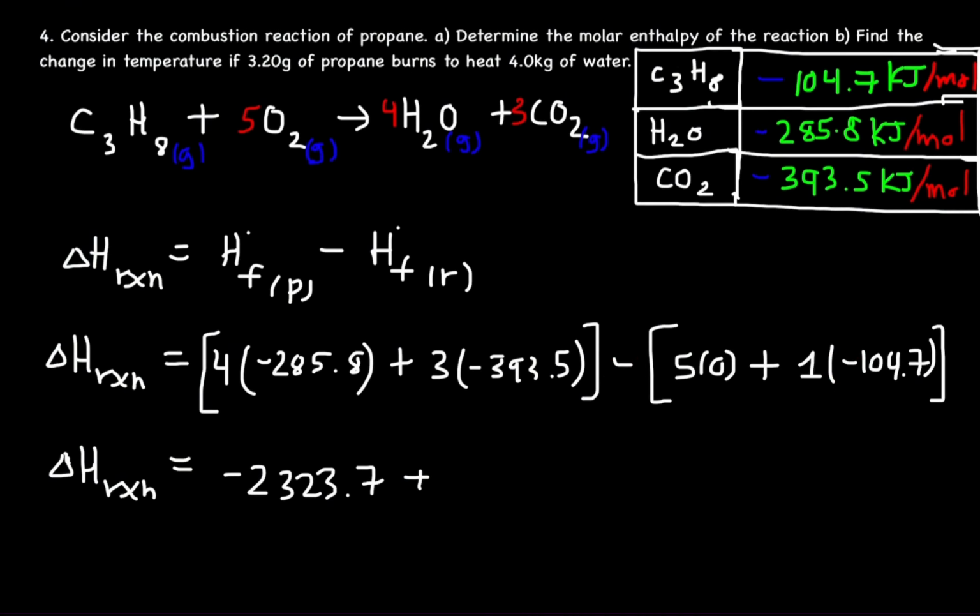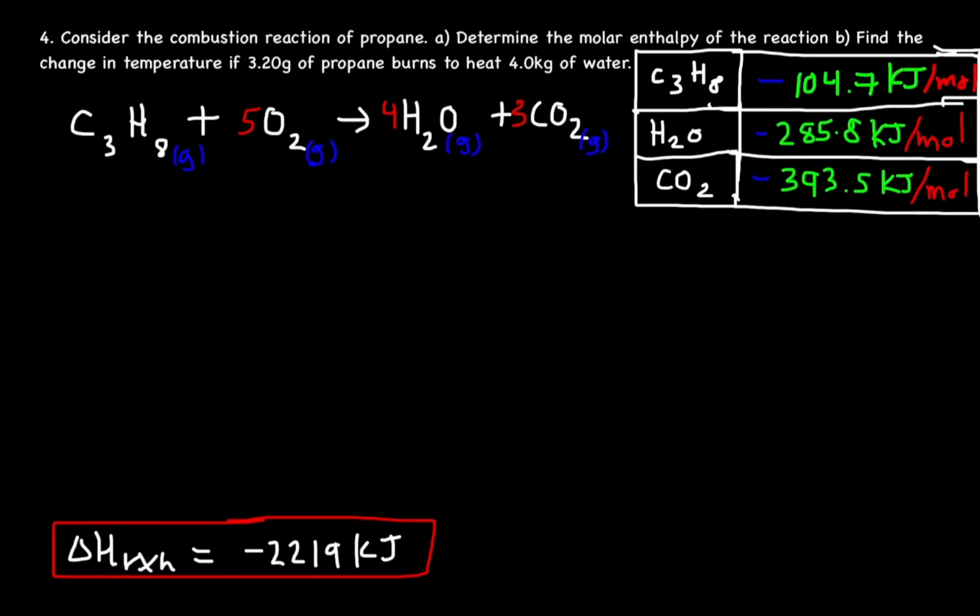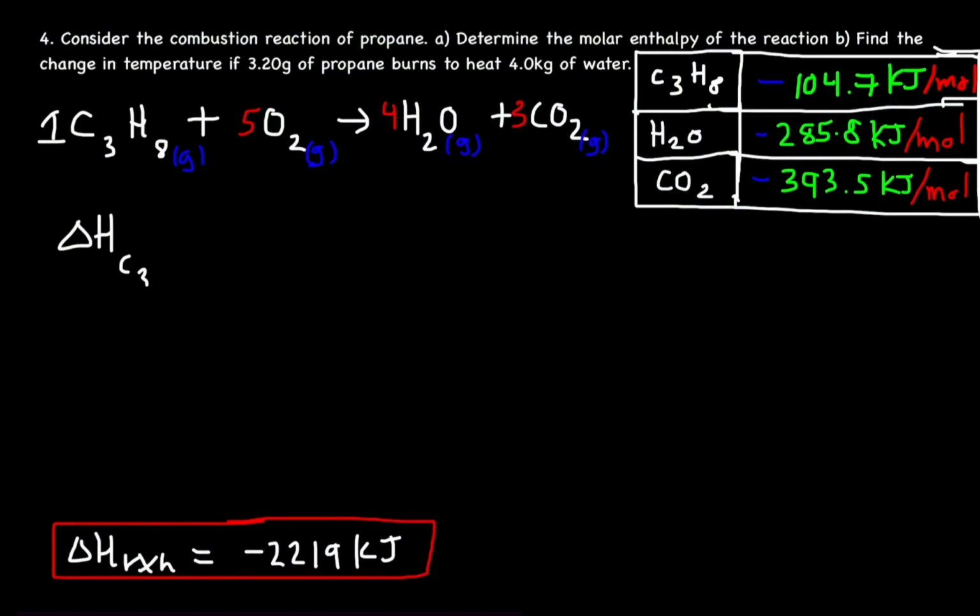Now I need to find the change in temperature if 3.2 grams of propane burns to heat 4 kilogram of water. And to do that, we need to use the concept of calorimetry. And we know that this combustion reaction here is an exothermic reaction, so we can use this formula. The heat lost by propane is equal to heat gained by water. So we need to find how much heat was lost by propane.